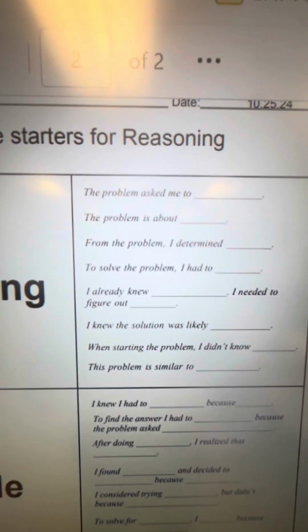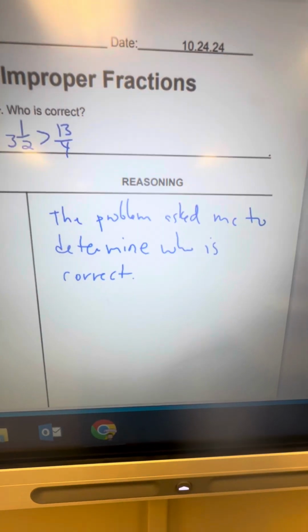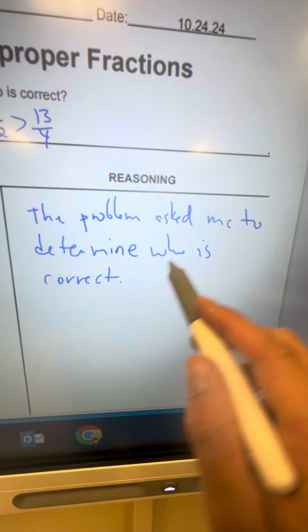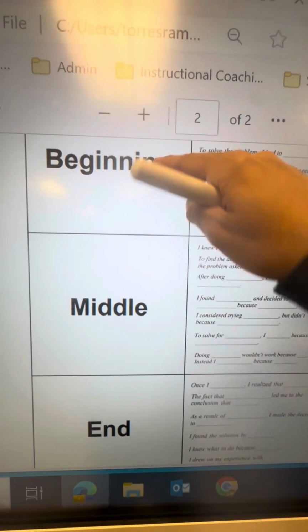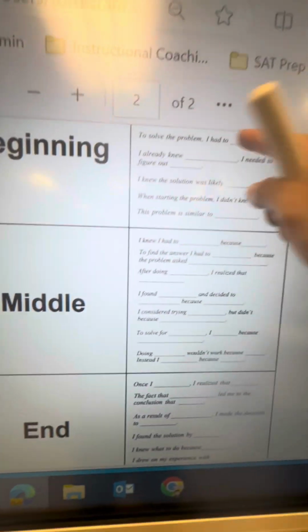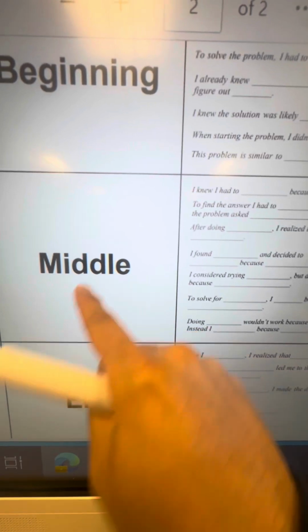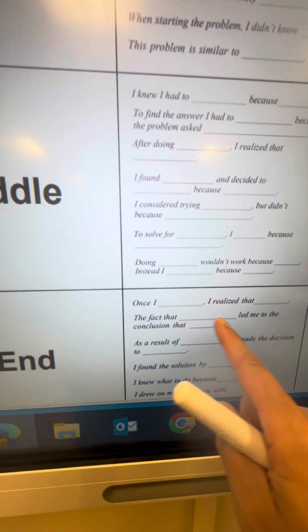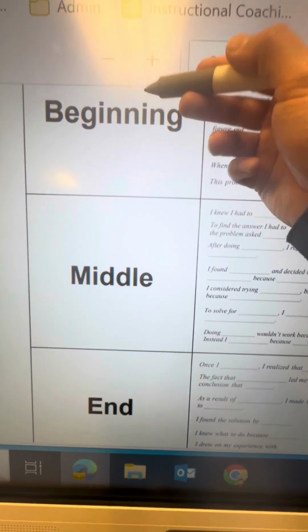So in this problem, I'm going to choose the one that says, the problem asked me to. So I just pull that sentence: the problem asked me to, and then I add my own words. The problem asked me to determine who is correct. And notice I put beginning, middle, and end, because most of these statements go with what you start off with. Most of these are things you go in the middle of your argument or reasoning. And then the ending statements are things you would use towards the end of your reasoning. So that's why I organize it beginning, middle, and end.